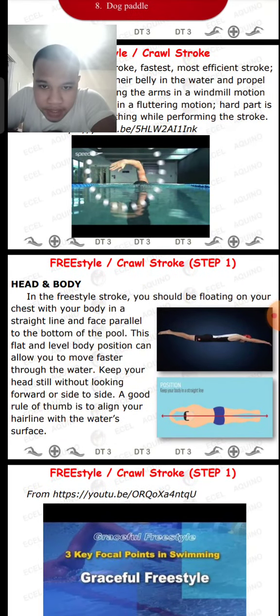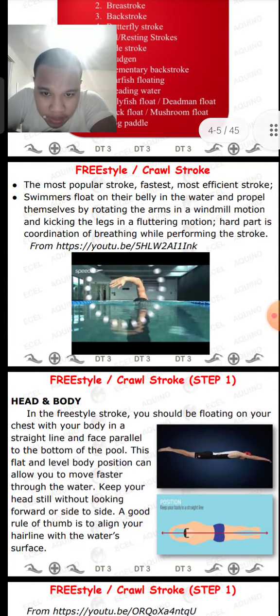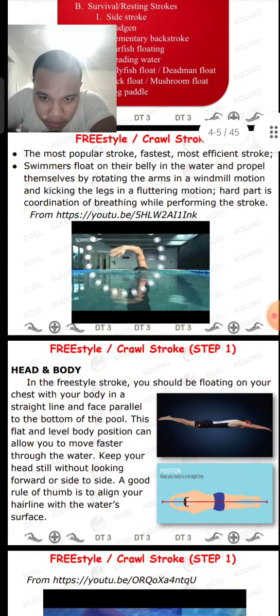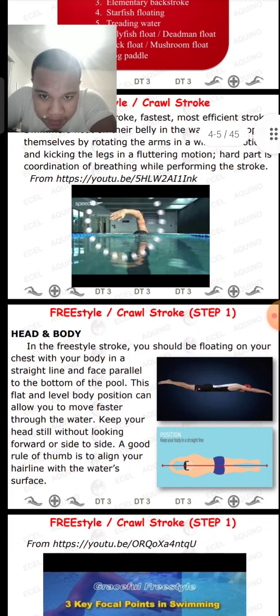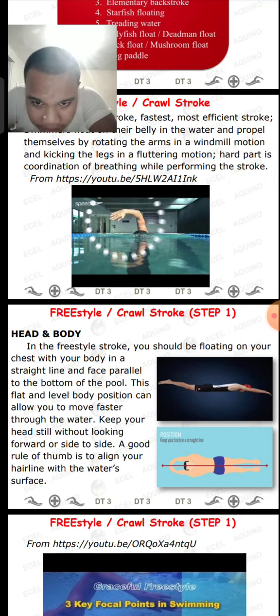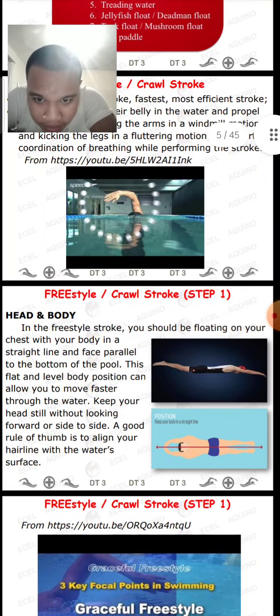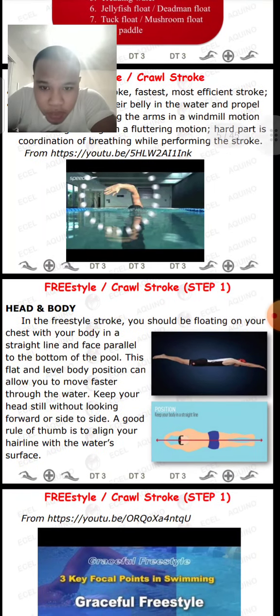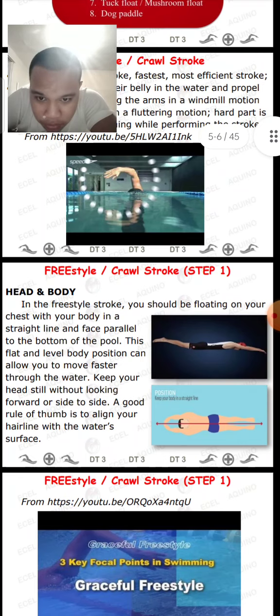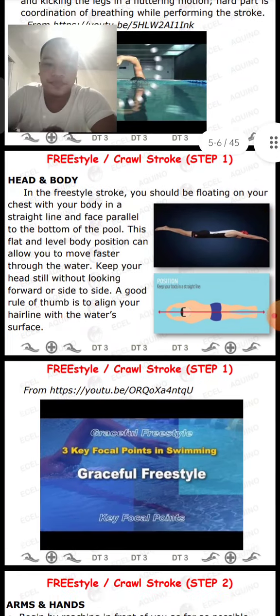Head and body. Freestyle or crawl stroke, head and body. In the freestyle stroke, you should be floating on your chest with your body in a straight line and face parallel to the bottom of the pool. This flat and level body position allows you to move faster through the water. Keep your head still without looking forward or side to side. A good rule of thumb is to align your hairline with the water surface.